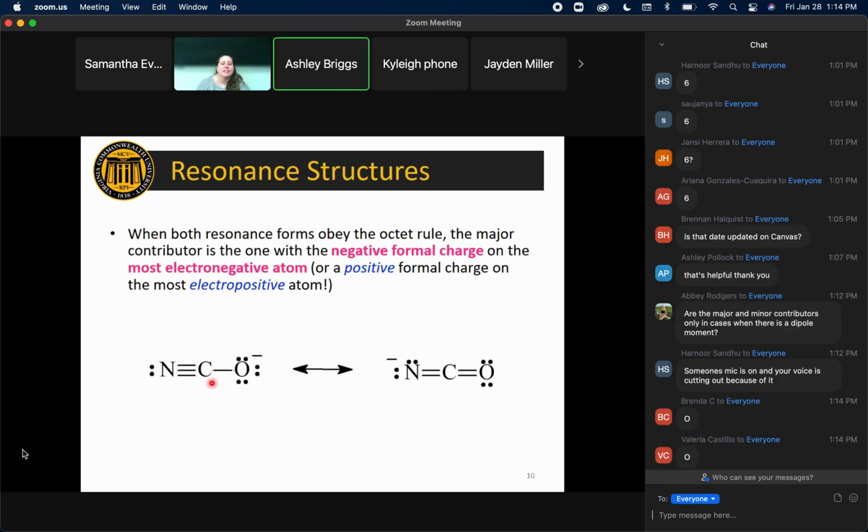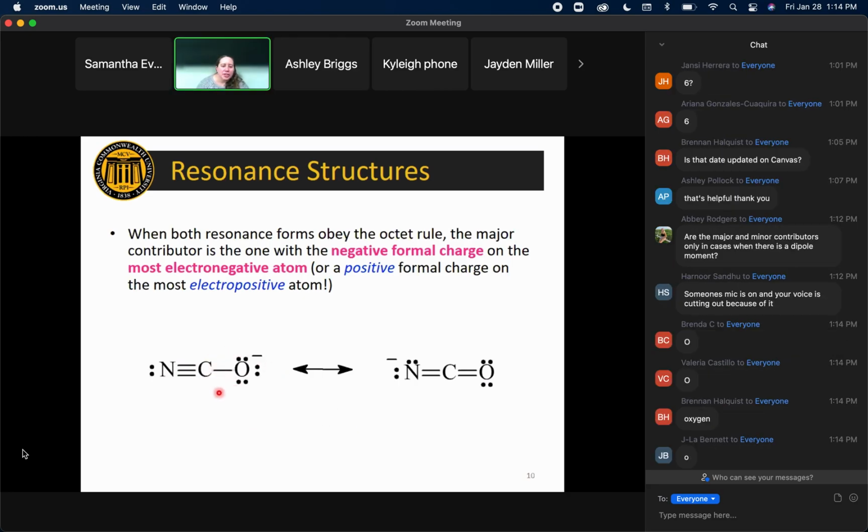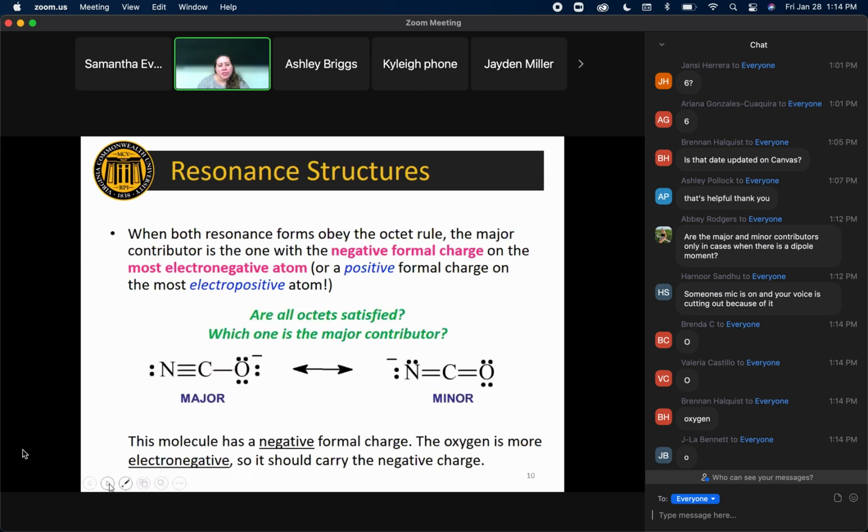Oxygen. Great. Oxygen is more electronegative. It is further to the right on the periodic table, so that oxygen is better able to stabilize that negative charge. So what that means is that the resonance form on the left here is the major contributor. The resonance form on the right is the minor contributor. So hopefully that makes sense to everybody. All other ways that you would use to distinguish these two are equal.